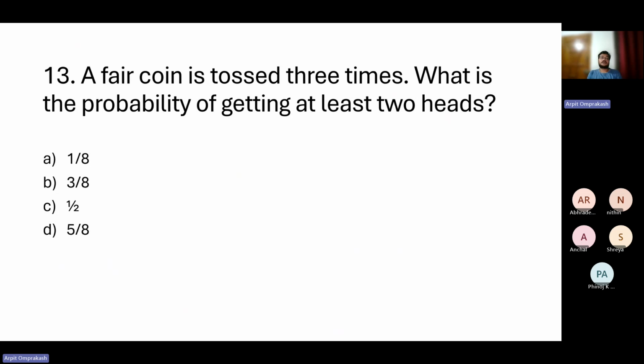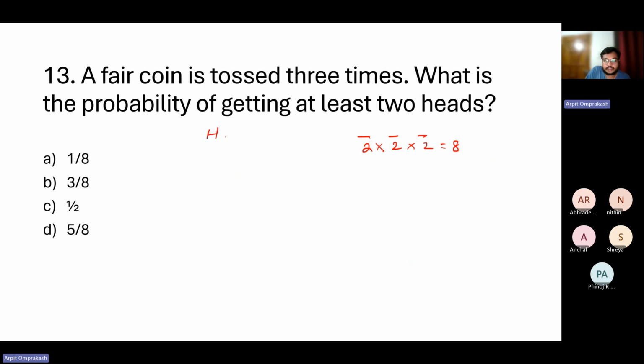Next question is, a fair coin is tossed 3 times. What is the probability of getting at least 2 heads? So if we toss a fair coin 3 times, we'll have 8 outcomes. Here there are 2 outcomes, it can either be a head or a tail. Here it can be a head or a tail. Here again it can be a head or a tail. So we'll have a total of 8 outcomes. We'll just write out all the outcomes because it's easier to do it that way.